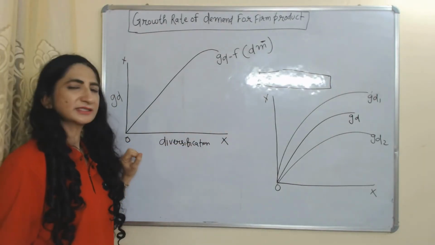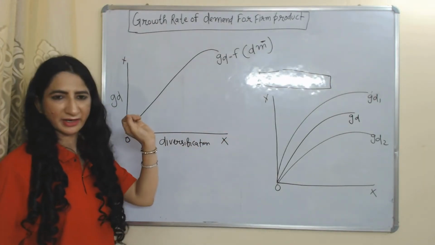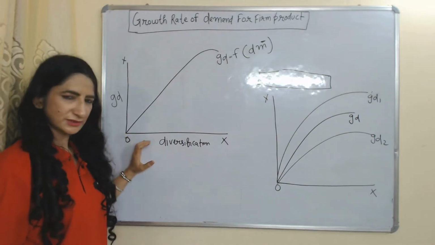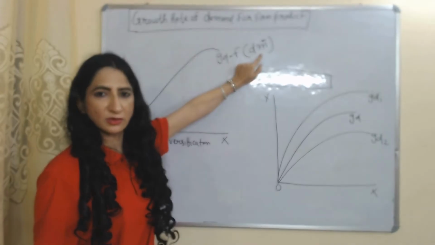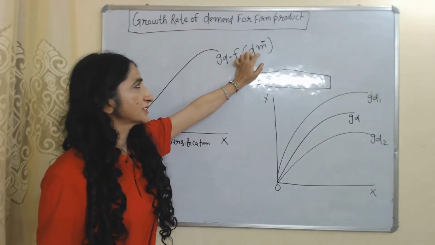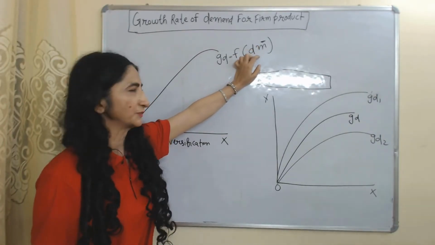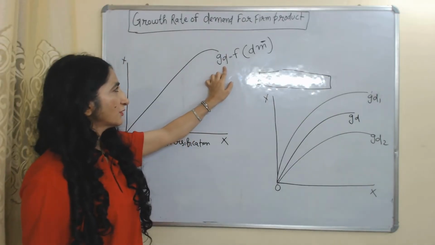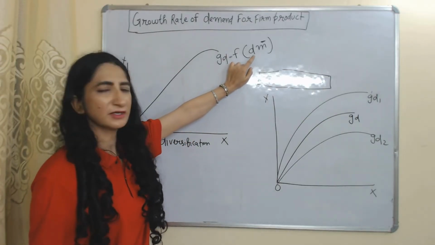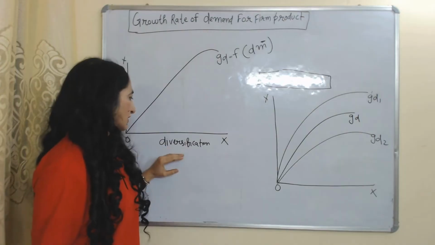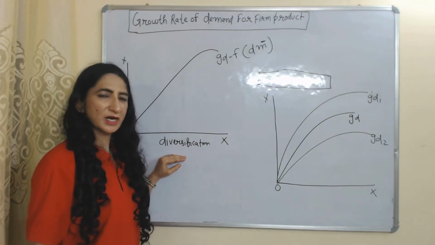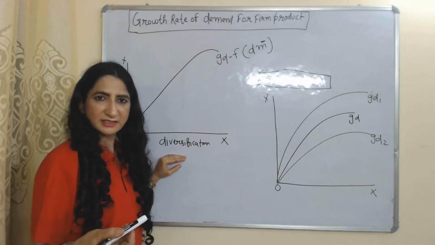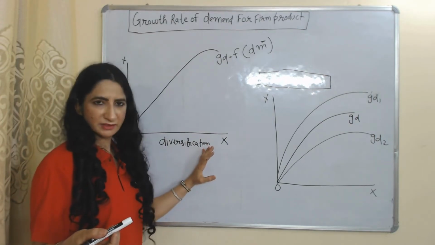Now we understand this theory with the help of these two diagrams. In this first diagram, we assume our average profit margin is constant. This M bar represents constant average profit margin. Our growth rate of demand for the firm's product mainly depends on diversification. On the x-axis we have diversification. When we do expenditure on advertisement and research and development, it will bring diversification.